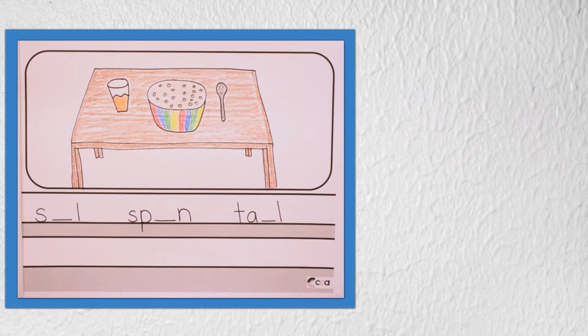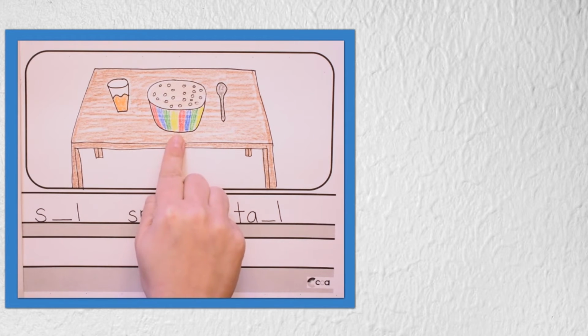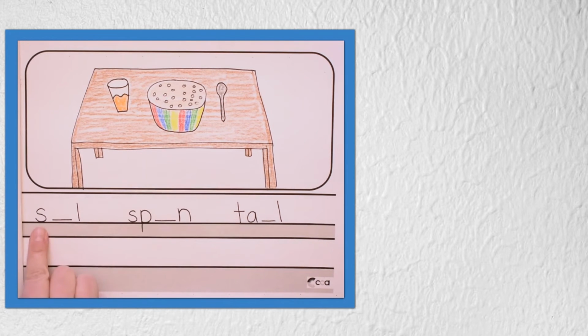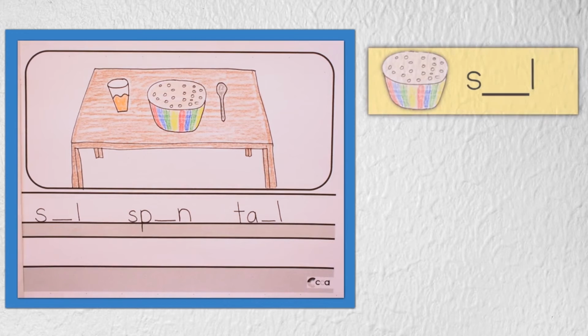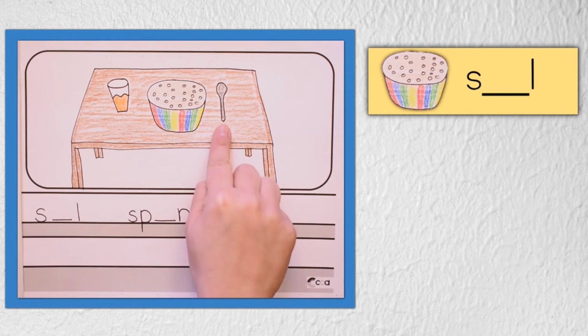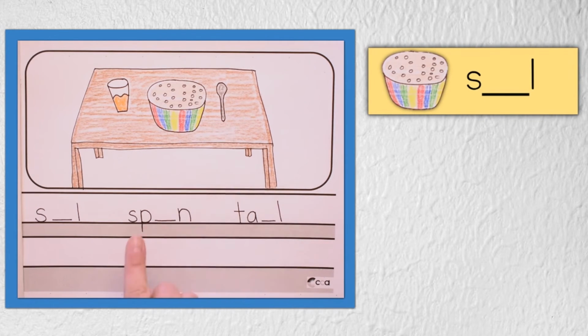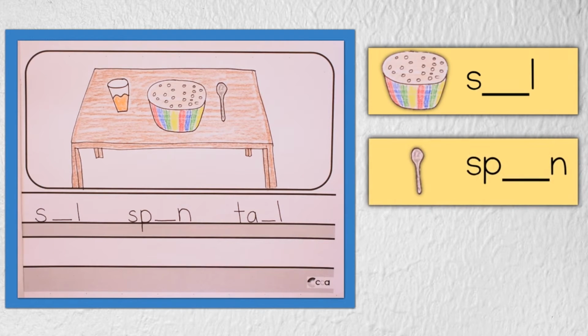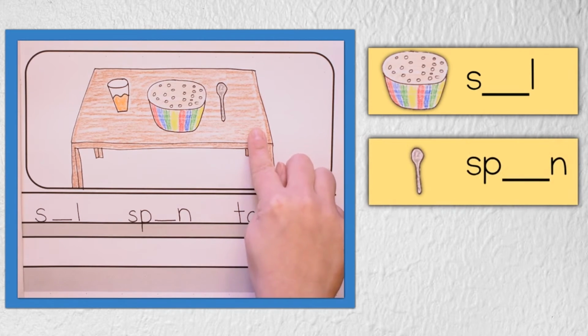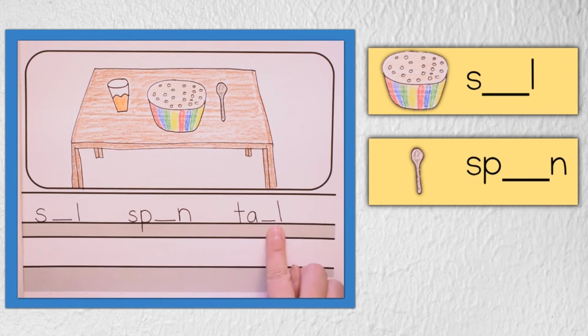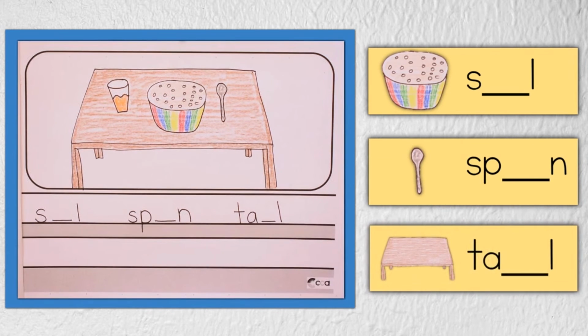Now I'm going to look back at my illustration and writing. I drew cereal and I wrote the word cereal. I drew a spoon and I wrote the word spoon. I also drew a table and I wrote the word table. It's important that our words tell the same story as our picture.